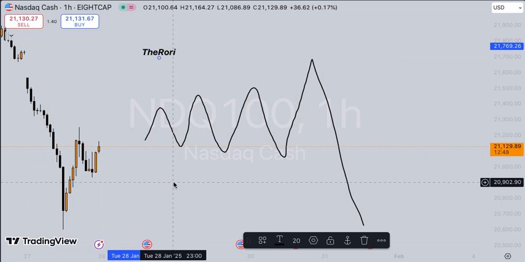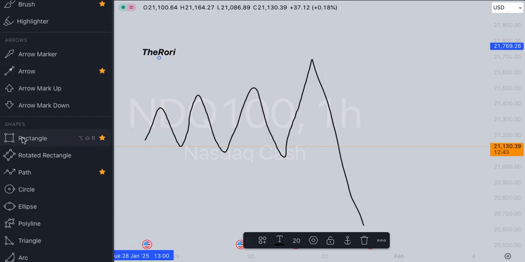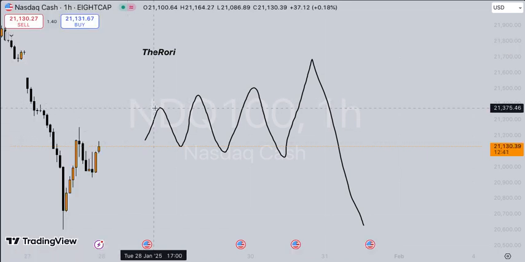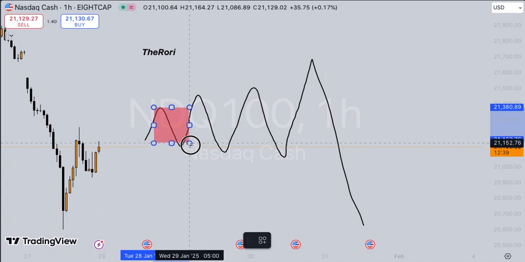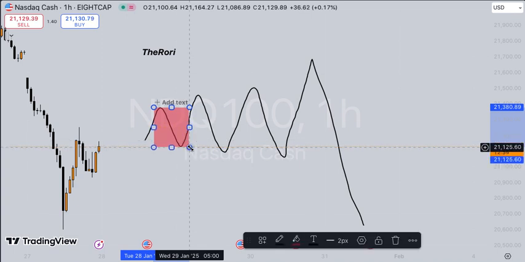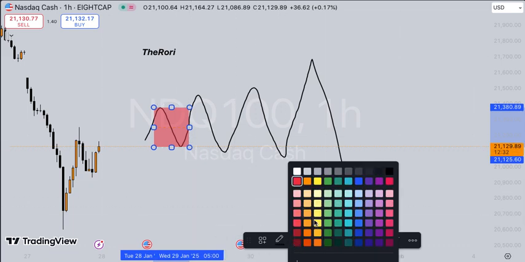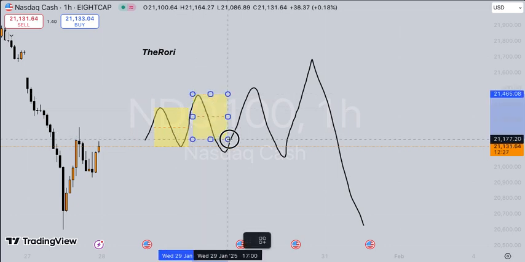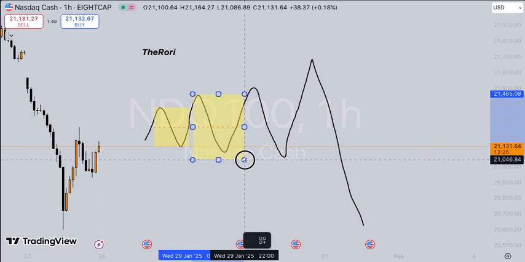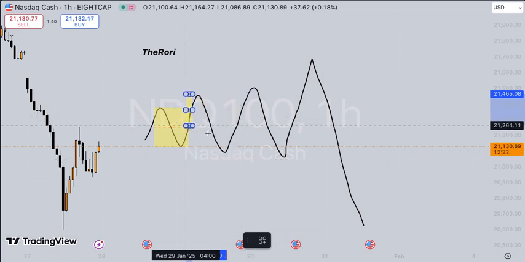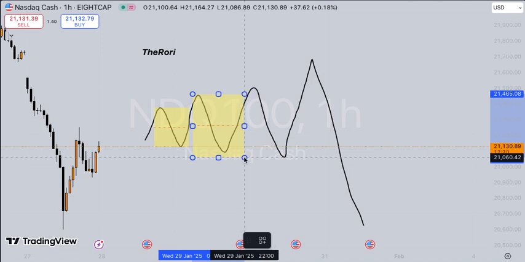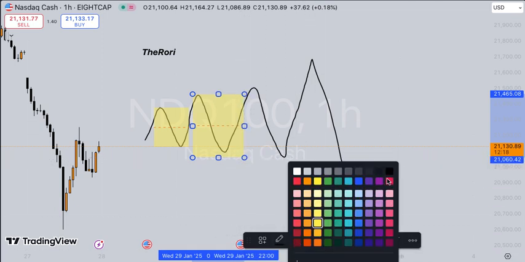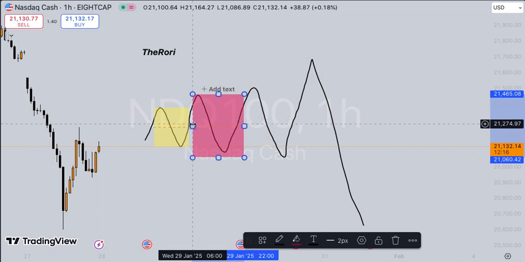So I want to show you liquidity. Let's get some rectangles. This represents Tokyo session. No, I mean Sydney session. Let's use a yellow color. Let's cover this. This is our Tokyo session. Which color can we use? Let's use this color.